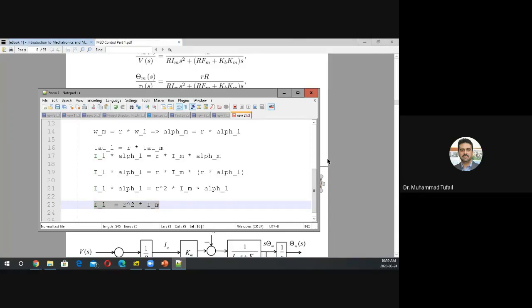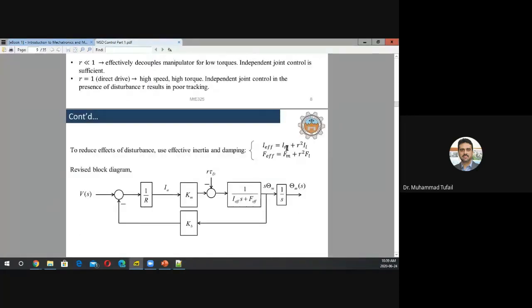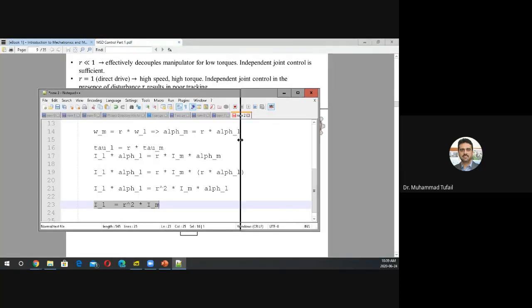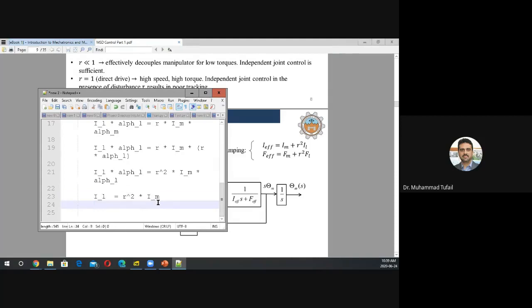Okay? But what did we do here? Yes. So is it giving some clue about that? Okay. So the load side inertia, or we can say that IM is 1 over R squared times IL.